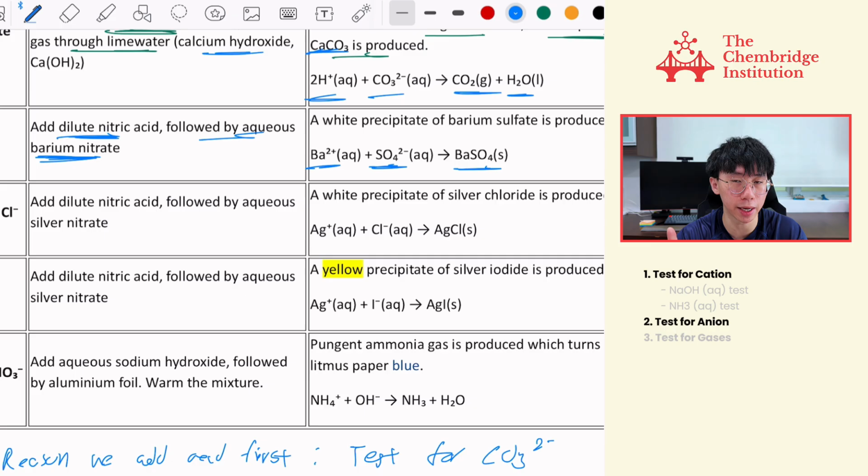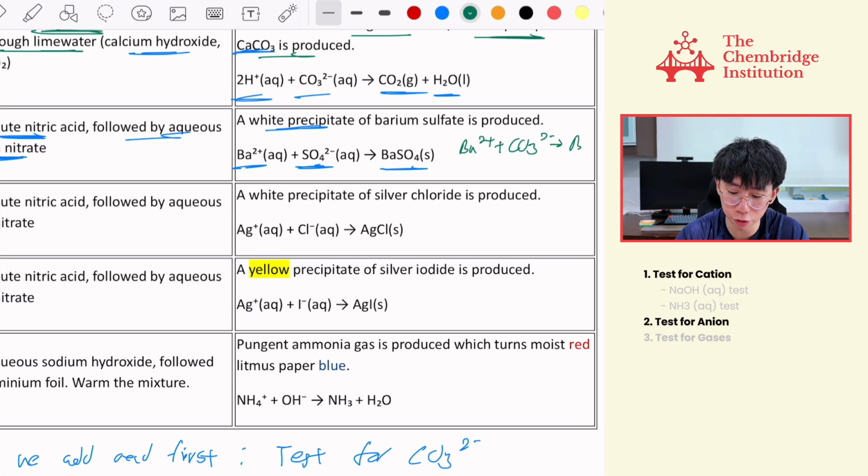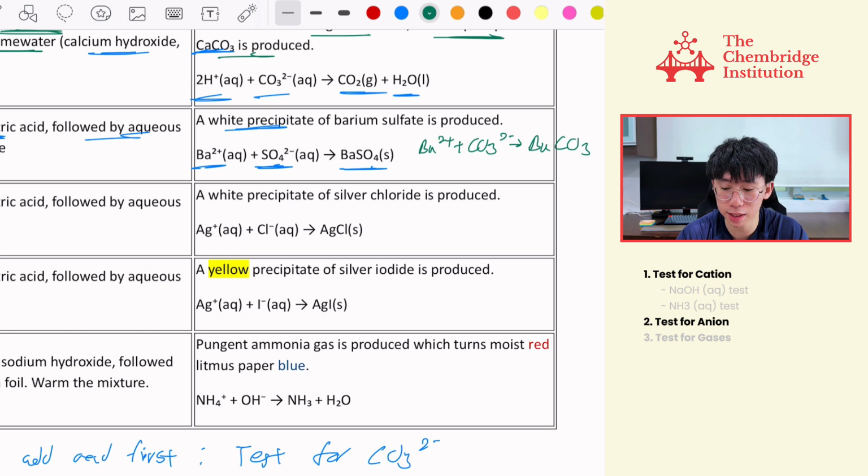If you didn't test for carbonate and you got this white precipitate, your barium could also react with carbonate ion the same way in a precipitation reaction to give barium carbonate. This is an insoluble salt as well, and this is white as well. So the only way to test for your carbonate, or to eliminate the whole presence of it, and eliminate that option, is to add dilute nitric acid first.